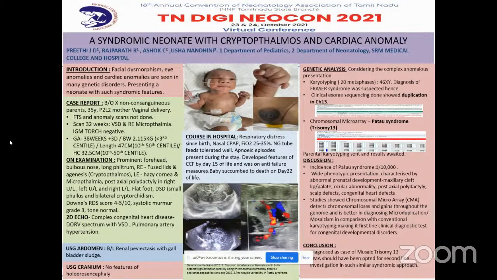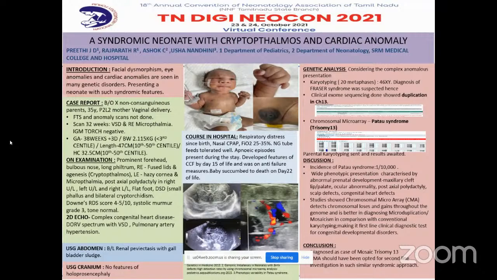We had a baby of X, born to non-consanguineous parents, maternal age being 35 years, P2L2 mother, born by normal vaginal delivery. The first trimester scans and anomaly scans were not done. The growth scan at 32 weeks showed a ventricular septal defect with right eye microphthalmia. IgM TORCH panel was done and that was also found to be negative. So the baby was an early term, 38 weeks 3 days, with birth weight of 2.115 kg, small for gestational age, less than 3rd centile, with length measuring 47 centimeter between 10th and 50th centile, and head circumference of 32.5 centimeter, again between 10th and 50th centile.